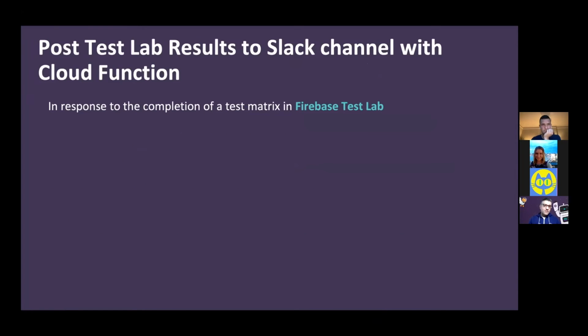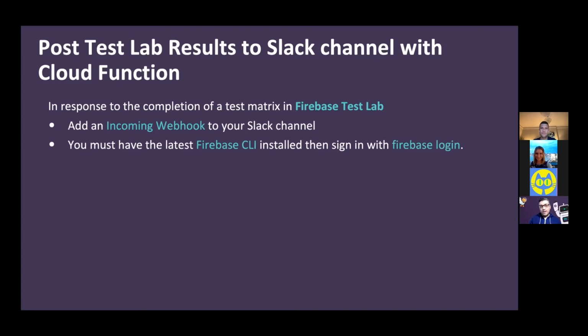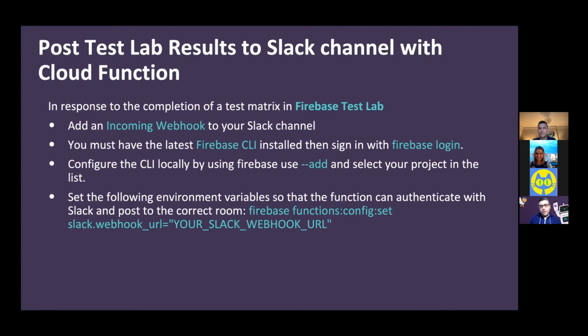And about the notifications, quickly, in this example I'm using a cloud function to send the result, as a listener on the test matrix on Firebase Test Lab. Once the test matrix is finished, we can get a notification immediately in Slack. So you can add the incoming webhook, deploy your function using the firebase functions command, set the webhook that we are targeting to send the notification to, and deploy our Google function.